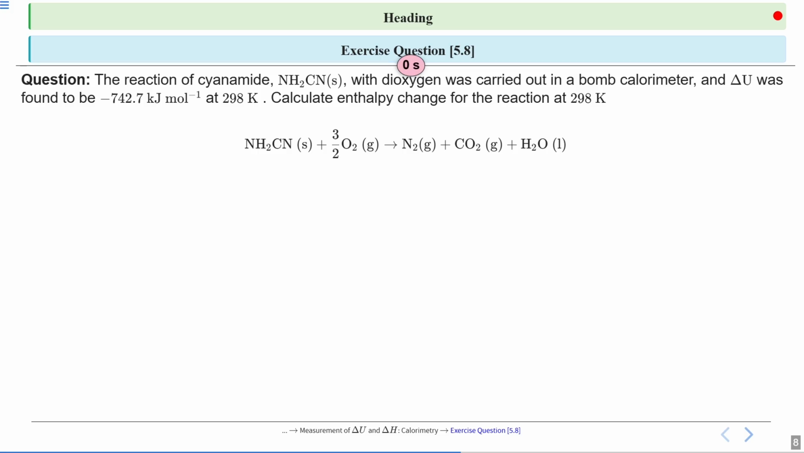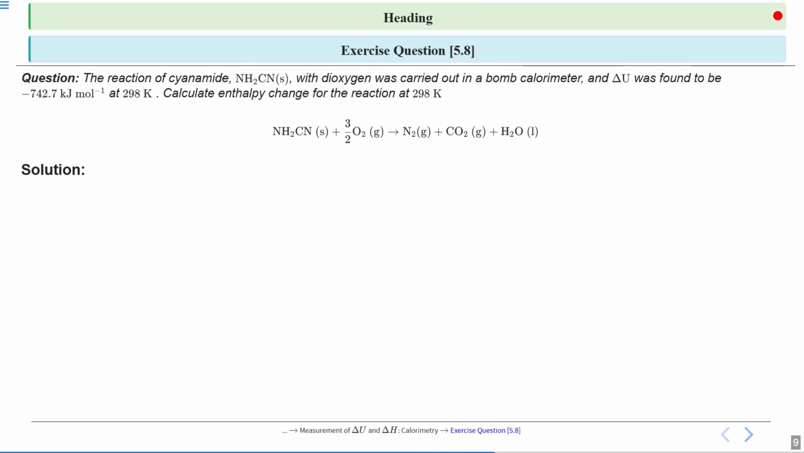So this is a question from the NCERT exercise, which is question number 5.8. How do we calculate it? Let's see. If you have solved it, well and good, just match your answer. If not, just listen to it very carefully. So this kind of questions are asked in your exam.